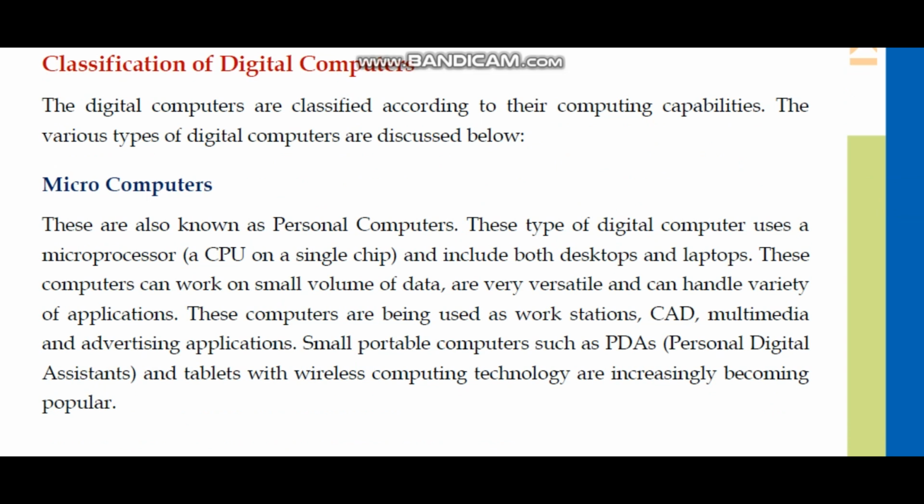The next topic is classification of digital computers. Digital computers are classified according to their computing capabilities. The various types of digital computers are discussed here. First, microcomputers.